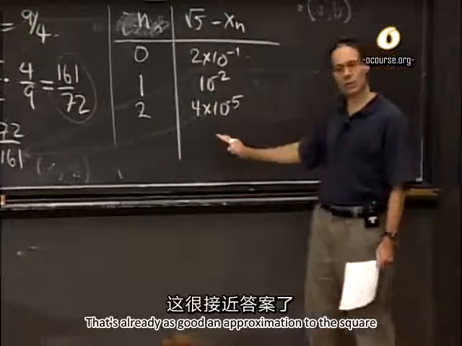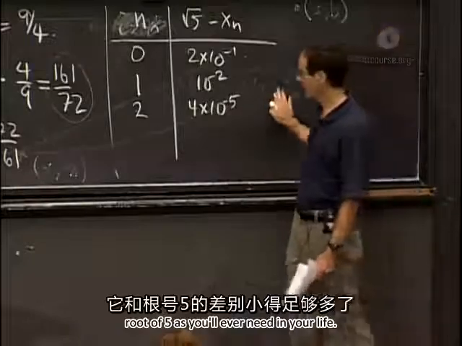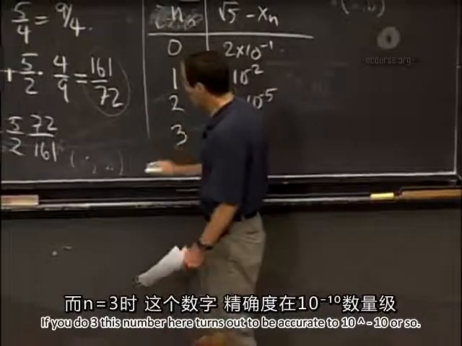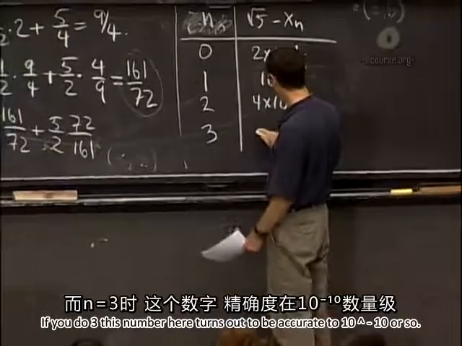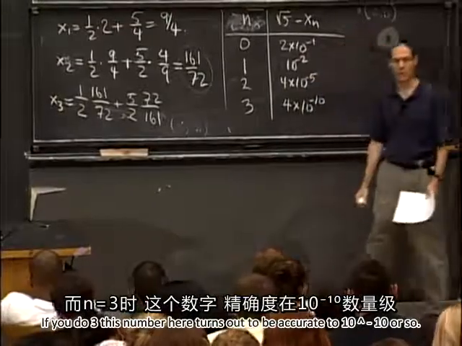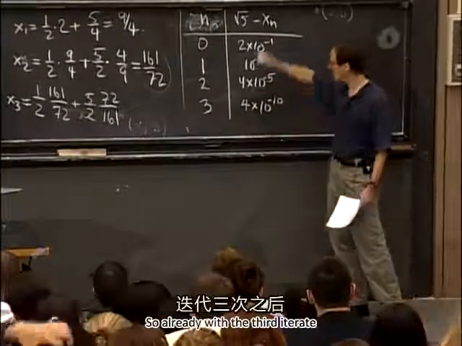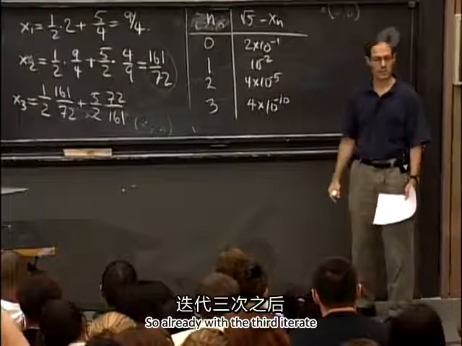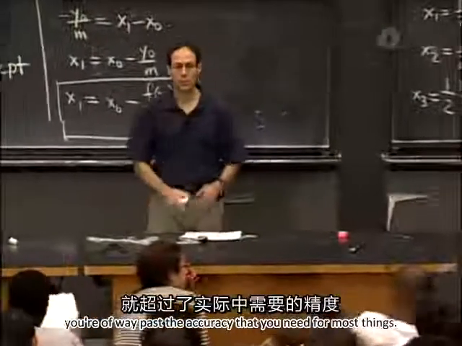That's already as good an approximation to the square root of 5 as you'll ever need in your life. Okay? If you do 3, this number here, it turns out to be accurate to 10 to the minus 10 or so. This goes right off to the edge of my calculator, this one here. So already with the third iterate, you're way past the accuracy that you need for most things.